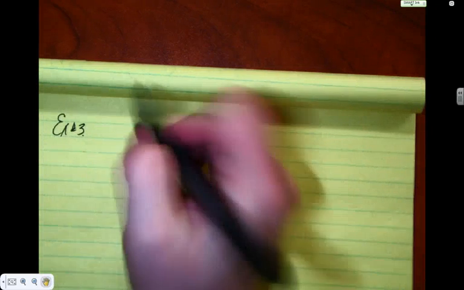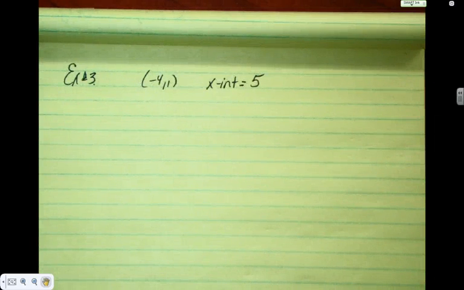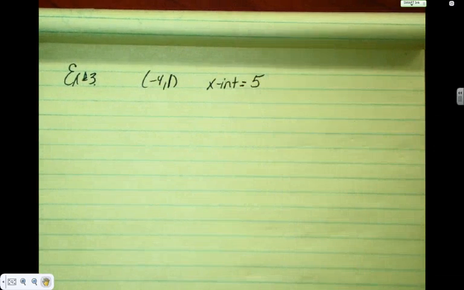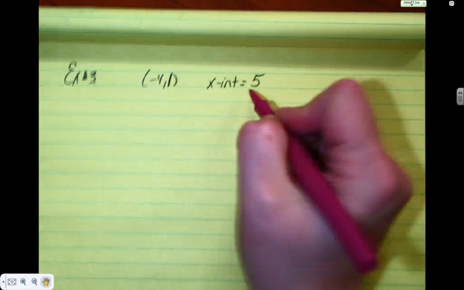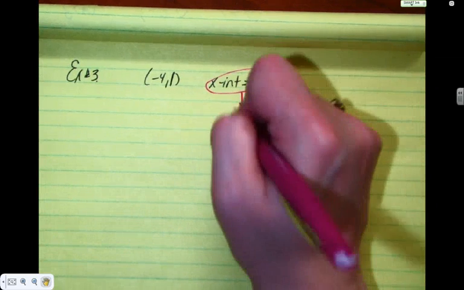Yep, just leave it. Now example 3, they try to get tricky. They give you this point negative 4, 1, but then instead of giving you a second point, they just give you an x-intercept. Well, don't let them fool you. This is a point. They're just sneakily not giving you the y value. What do you know the y value is at the x-intercept? It's 0. So this is just the point 5, 0.